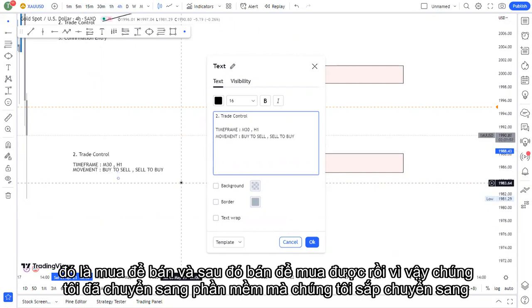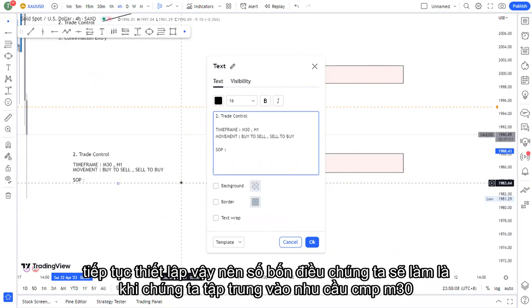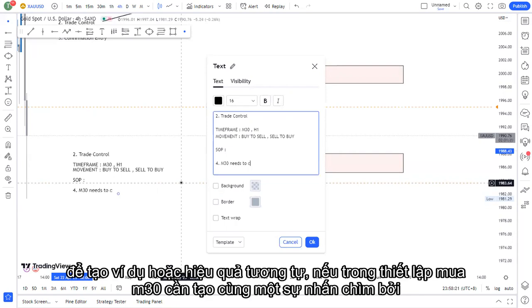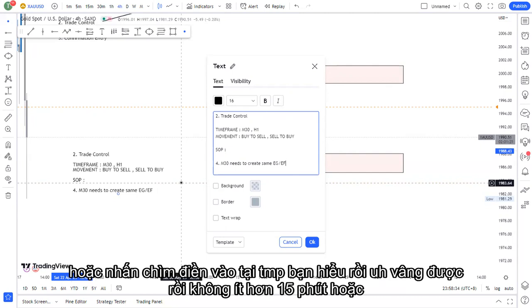So we move to the SOP, which is we are going to continue the setup SOP. Number 4, what we're going to do is when we focus on the CMP, M30 needs to create the same engulfing, which is if in the buy setup, M30 needs to create the same engulfing buy or engulfing fail buy at CMP.